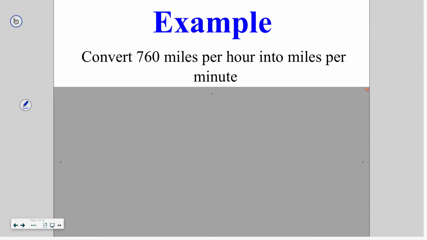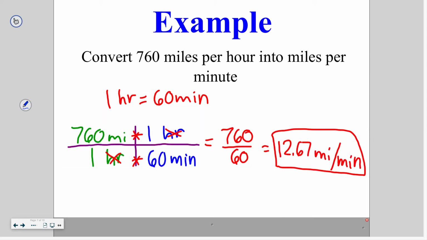Go ahead and try this one on your own, remembering that miles to miles is not changing, but hours to minutes is. So we convert 1 hour is equal to 60 minutes. So we plug in that information, cross out the hour unit, multiply the top and the bottom, and then we go ahead and divide, and we get 12.67 miles per minute.